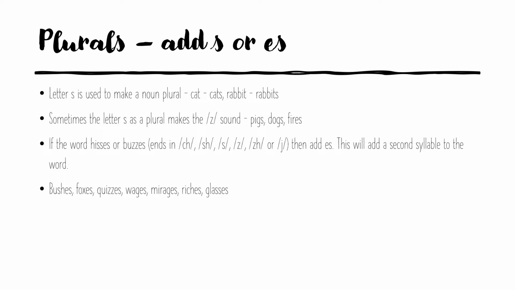Now, if the word hisses or buzzes at the end, so that ends in a ch, sh, s, z, j, then we're going to add es. This also adds a second syllable to the word. So if we go from bush to bushes, we've added a second syllable and we've added es because there's a second vowel there, so that gives us our second syllable sound.